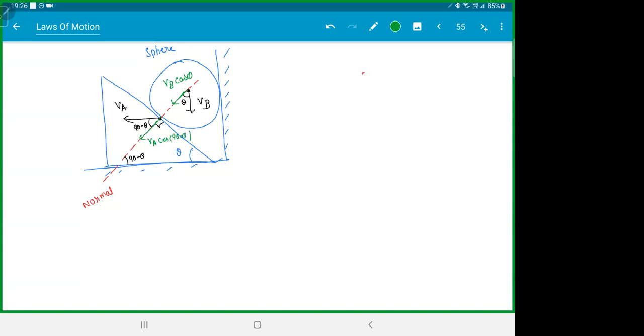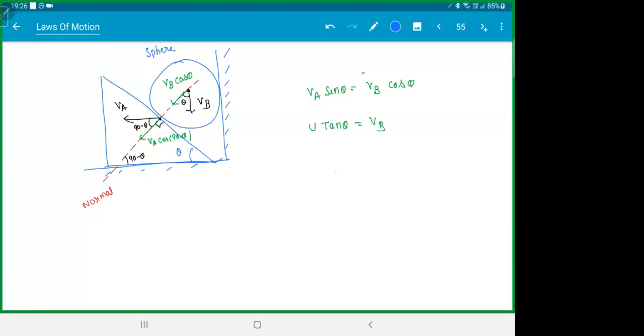This was the statement we wrote: velocity along the normal should be the same. So VA sin theta should be equal to VB cos theta. VA is U, so U tan theta is VB. Check, that's your answer.